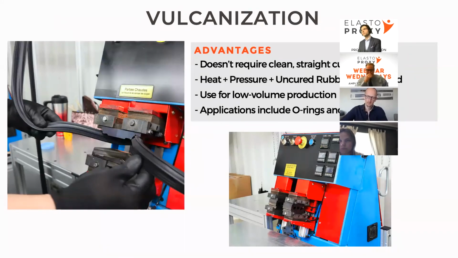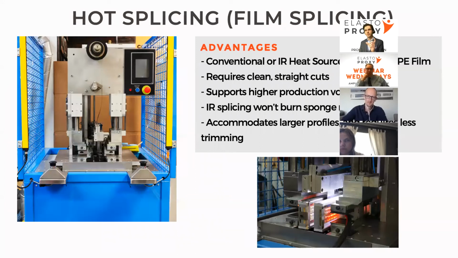I'll put vulcanization and hot splicing in the same category, okay? The bond on the corners on these two forms is similar, a very strong bond. So again, if you don't require a radius corner, but there's some cycle time, or even if it's a heavy cycle time, it's still recommended. You can still go with hot splicing or film splicing.